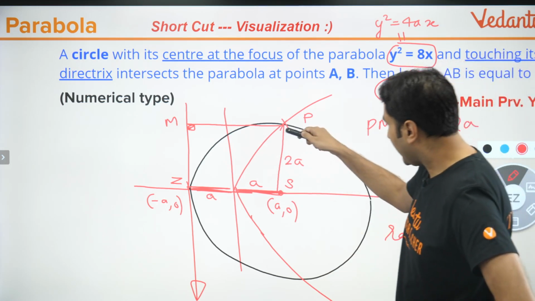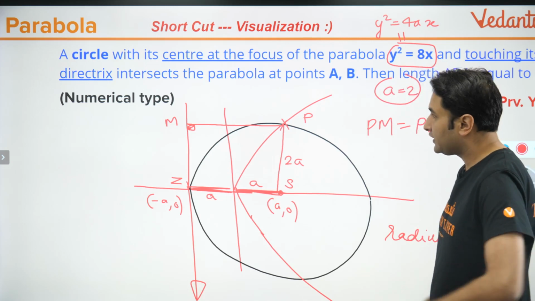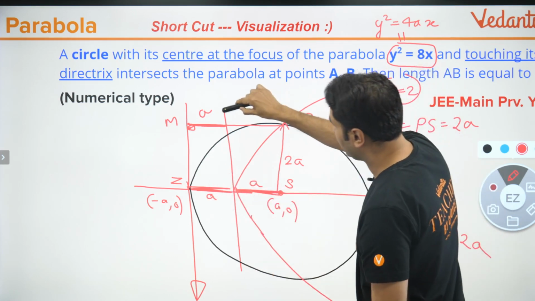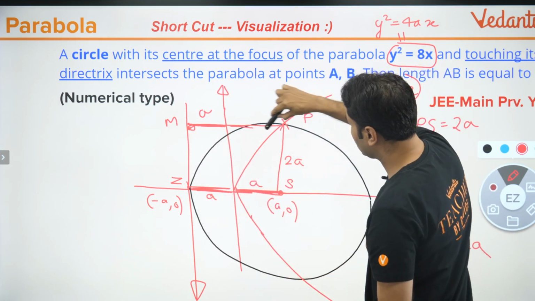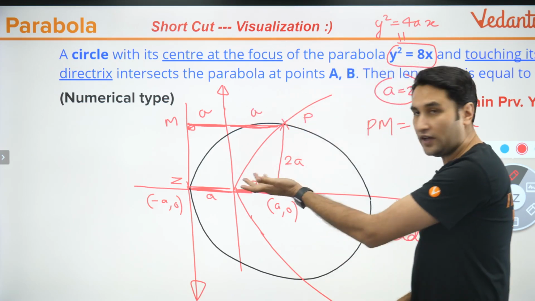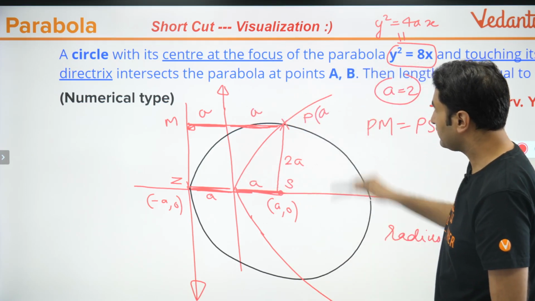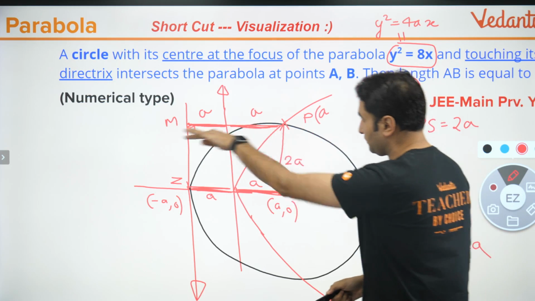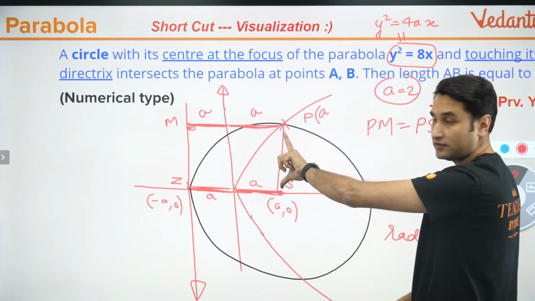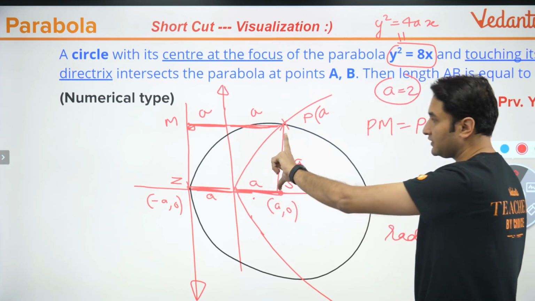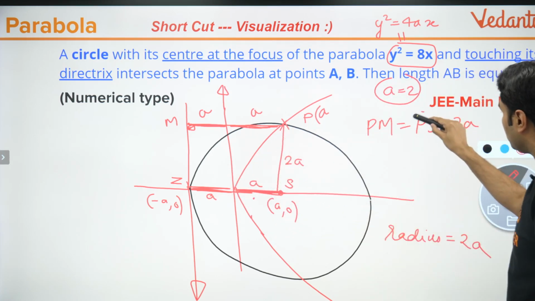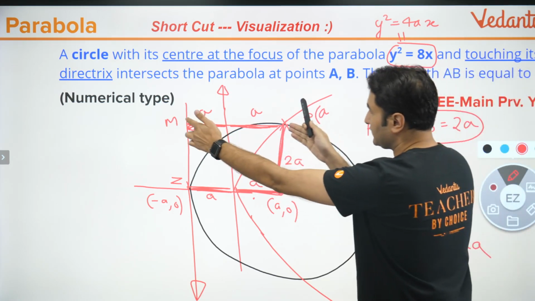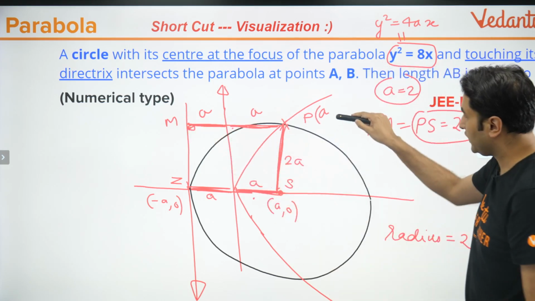Suddenly you realize that for this point P, this distance is a, and this distance is a because this is the y-axis. So this is also a. Wow! So you know the x coordinate of P is a. This is the y-axis, right? So PS is equal to PM. Anyway, look, the radius is 2a, right? This is 2a radius. PS was equal to 2a because it is the radius. So this is also 2a, and this is a.